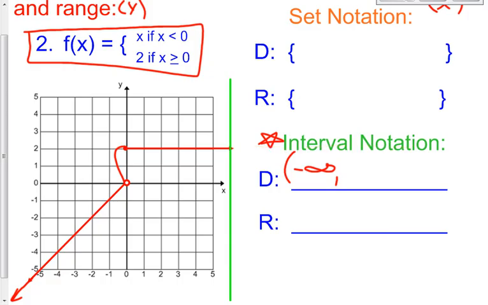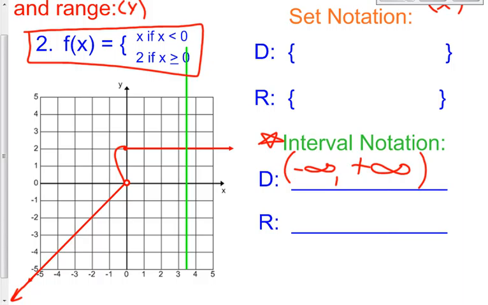So if that's the case, this green line goes forever to the right, and this is telling us that it goes from negative infinity all the way to positive infinity. X can be any real number. It can be anything from negative infinity all the way to positive infinity, so there is no restriction. X is all real numbers, which in interval notation is done from negative infinity to positive infinity.